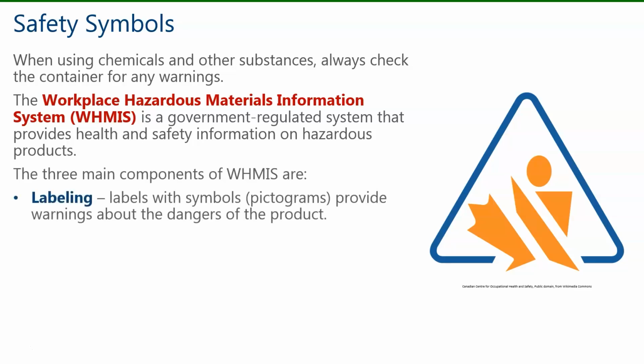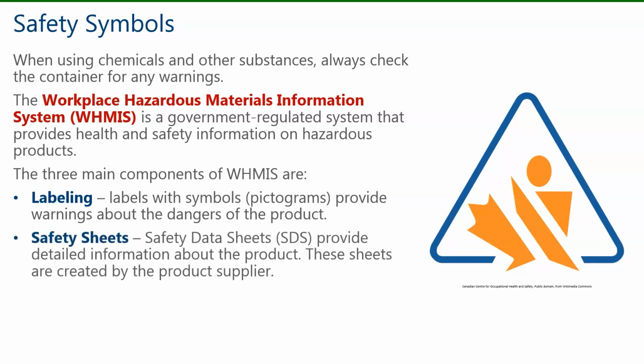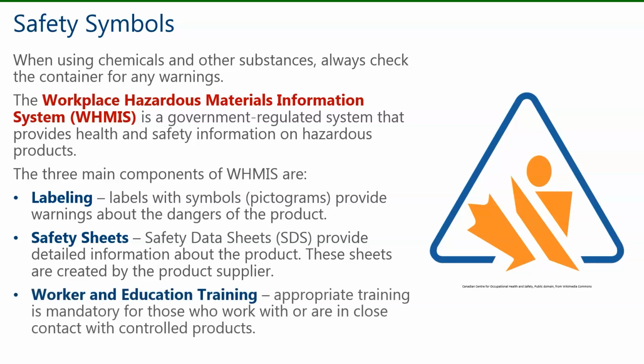The first is labeling. Labels with symbols, called pictograms, provide warnings about the dangers of the product. The next component is safety sheets. Safety data sheets, abbreviated SDS, provide detailed information about the product. These sheets are created by the product supplier. The third component is worker and education training. Appropriate training is mandatory for those who work with or are in close contact with controlled products.